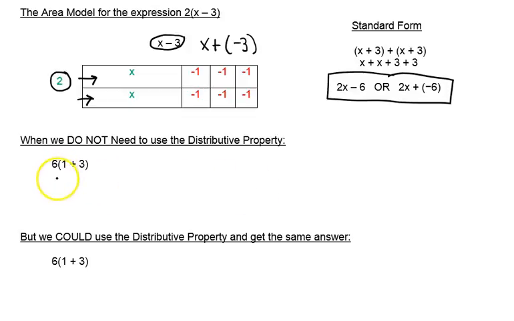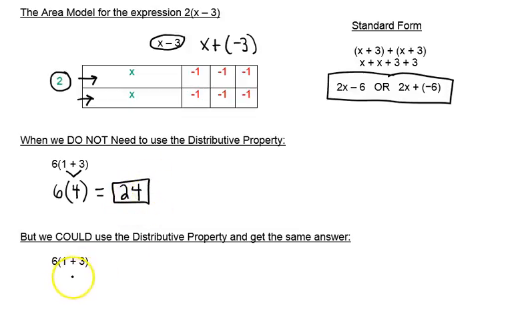Here's an example when you probably would not use the distributive property, because in order of operations, you would do grouping symbols first, and 1 plus 3 is 4. Then we would do multiplication, because when a number is right next to parentheses, it means to multiply. 6 times 4 is 24.